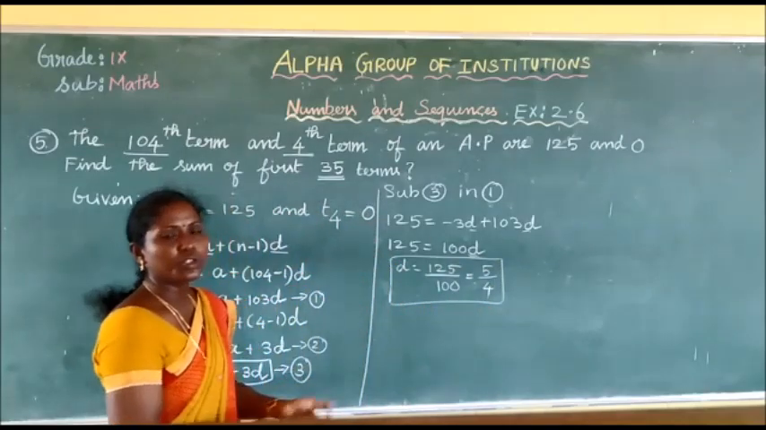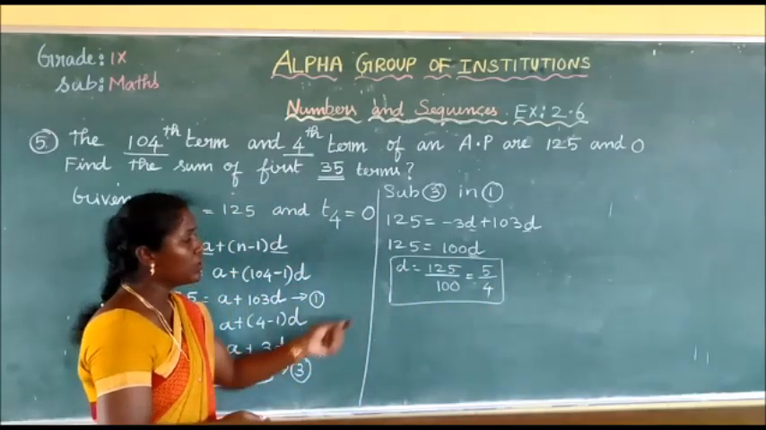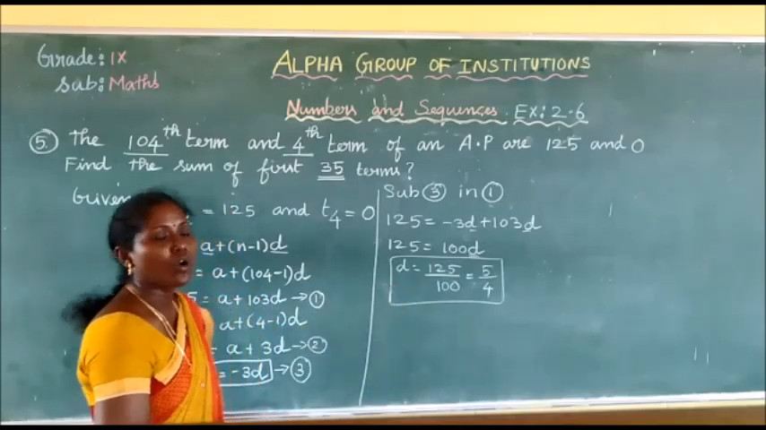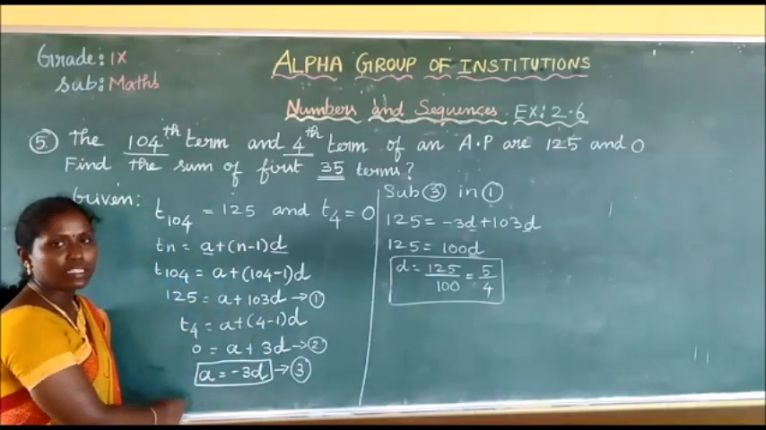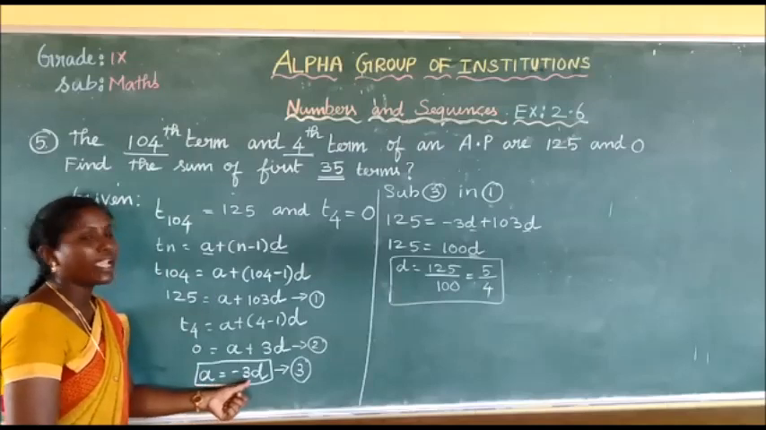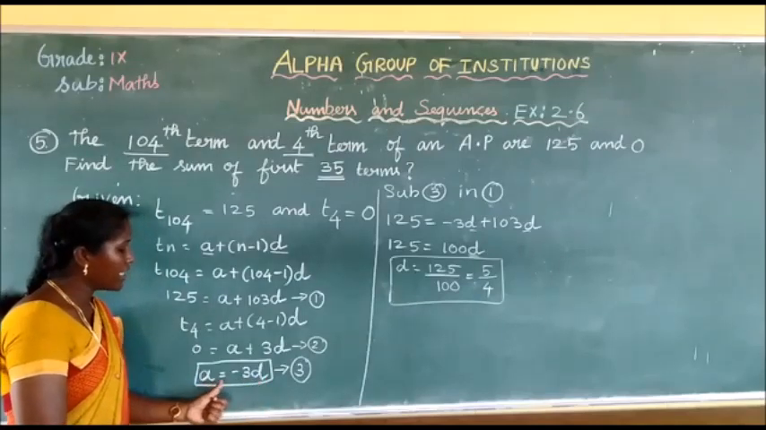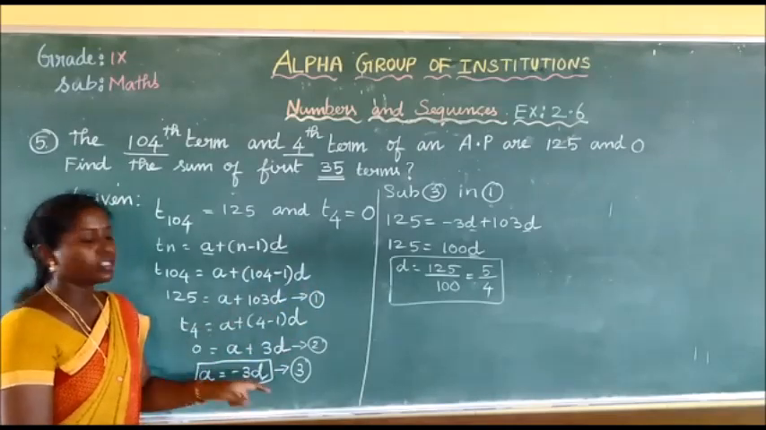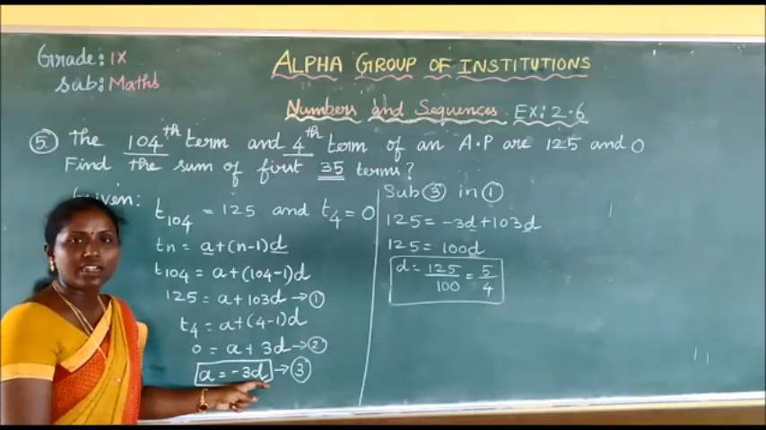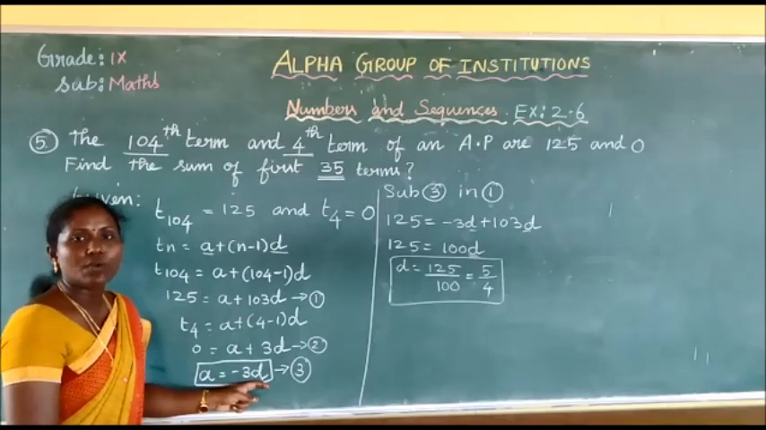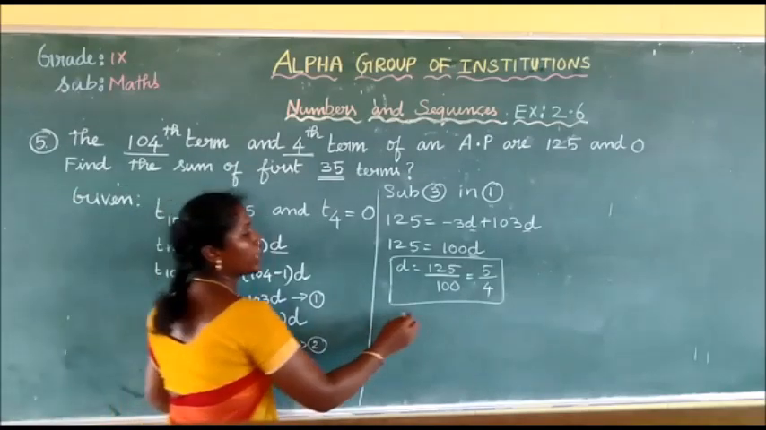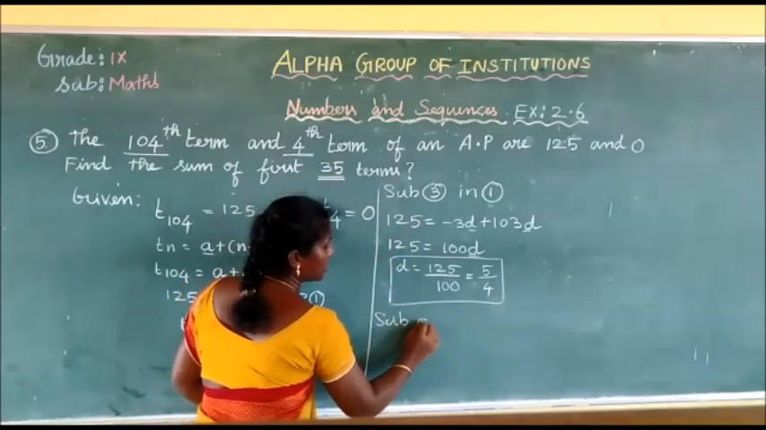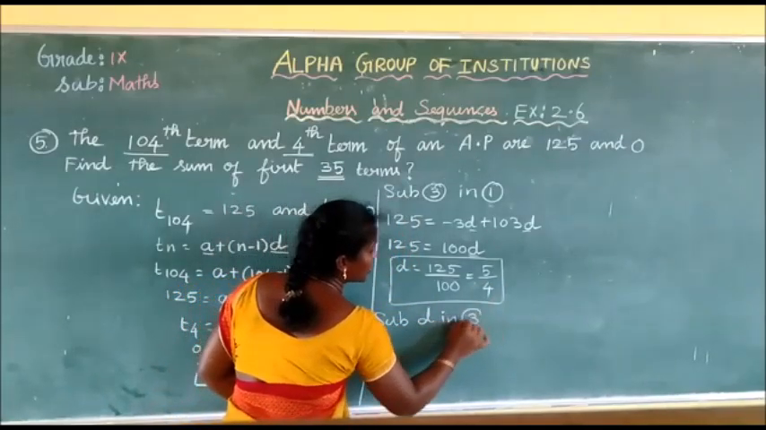But to substitute in the formula, we need the first term also. So using D, how do we find the value of the first term, that is the value of A? See the equation 3. A is equal to minus 3D. We know the value of D now. If you substitute the D value in this third equation, we can get the value of A. So we are going to substitute D in equation 3.